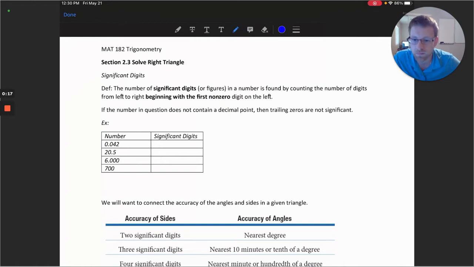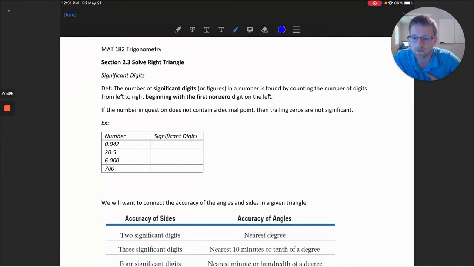The number of significant digits in a number is found by counting the number of digits from left to right, beginning from the first non-zero digit on the left. So, for example, if the number in question does not contain a decimal point, then the trailing zeros are not significant. So let's just take a look at a couple examples of numbers and identify their significant figures.